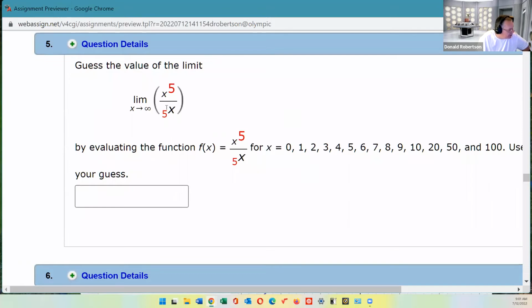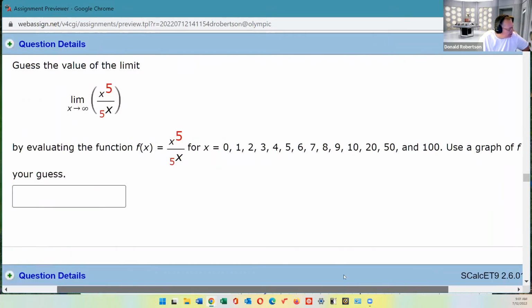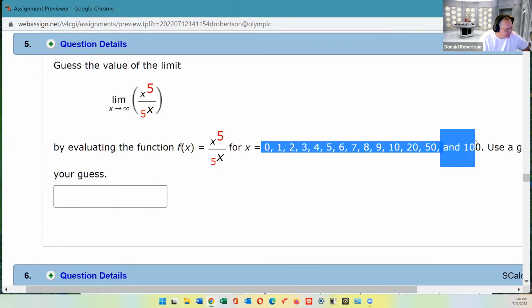X to the power of 5 over 5 to the power of x. And this is a really weird question. It says, do a table of values. Well, I can figure that out, right? That's a big table of values, but I could do it. I wouldn't need to write it down. Could I just have it in my calculator and look at it?